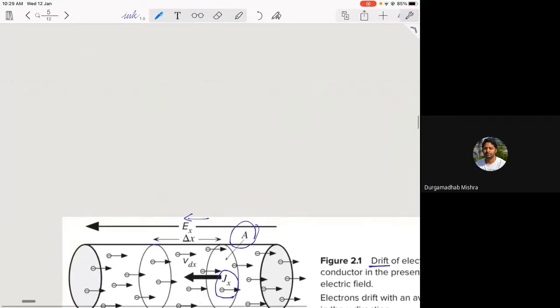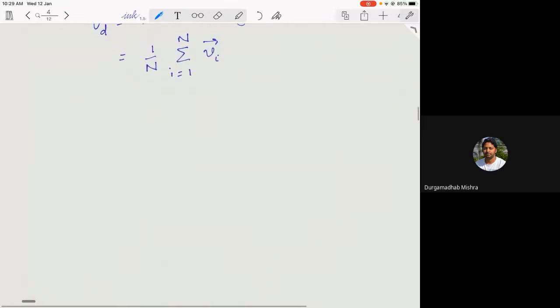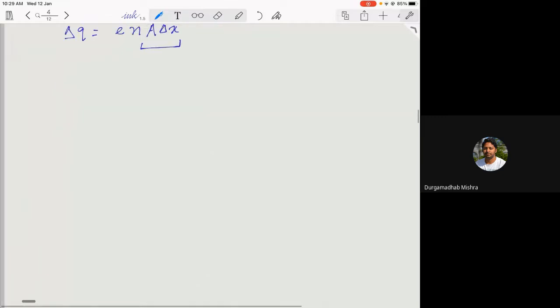So the cross-sectional area is A. What is delta Q? Delta Q is nothing but how many charges are crossing this cross-sectional area A. So e is your electron charge, n is the number of electrons per unit volume, small n, and A into delta X. What is A into delta X? That is basically the volume of this cylinder.